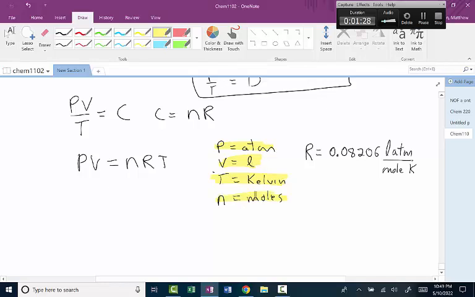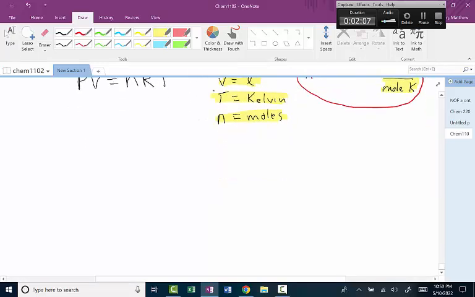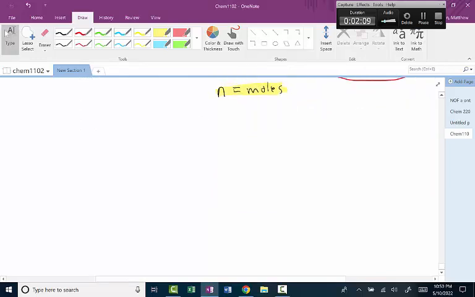You should all know what moles are, so we're just counting the number of gas molecules. In this case, R is a constant, and it's called the ideal gas constant, and it is 0.08206 liter atmospheres per mole degree Kelvin. There are other units for this. This is what we will use exclusively in our work. So all you're really going to have to be able to do is solve a problem using the ideal gas law. So I'll set one up.